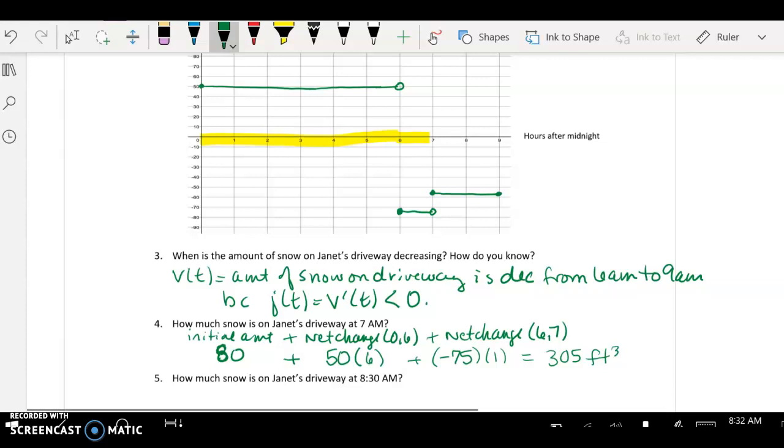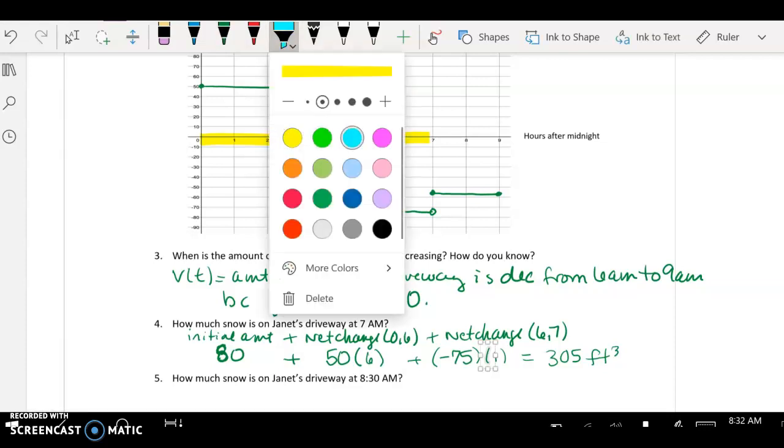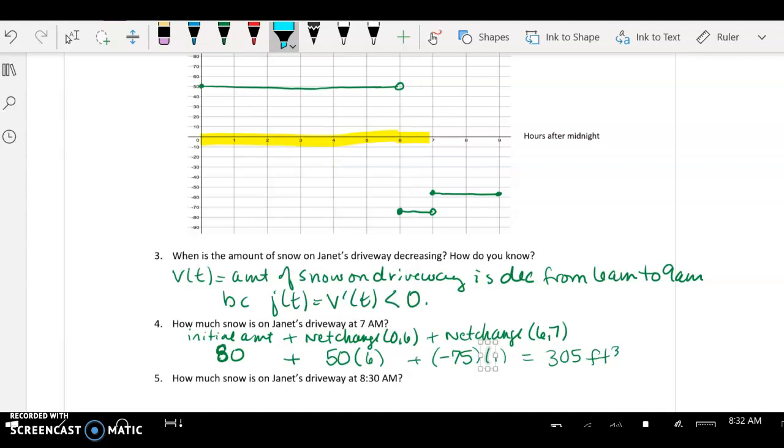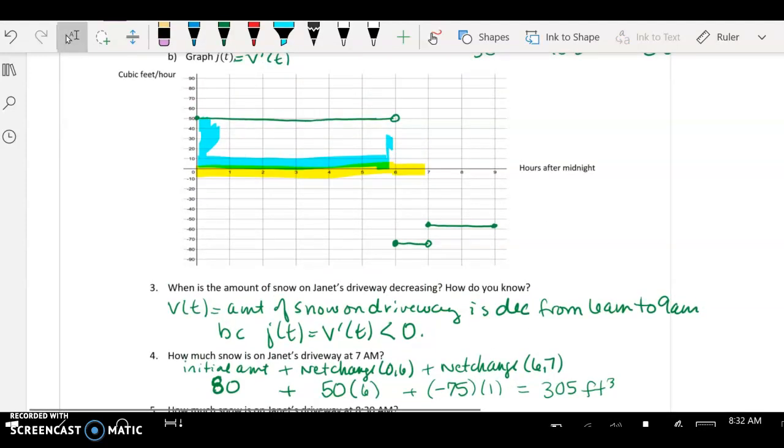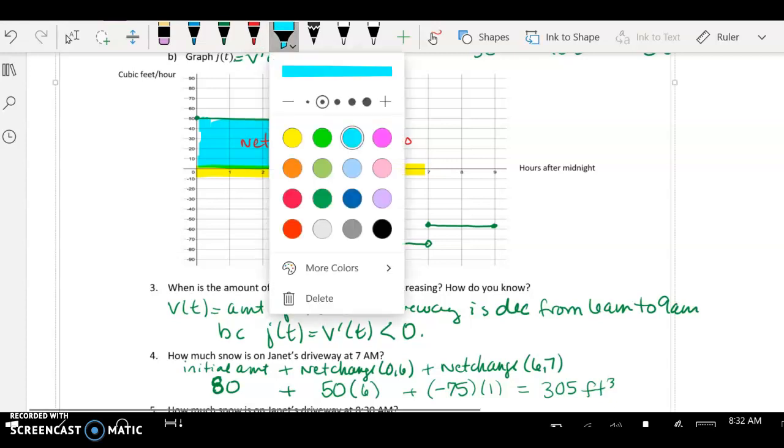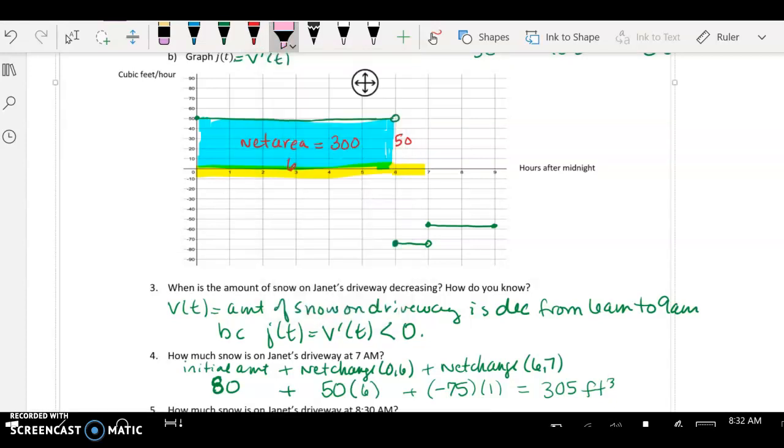But what I want you to notice is that if we look at the derivative function that we have above, if we look at this area underneath of the curve from 0 to 6, and I fill that in, and then I kind of calculate the area of that rectangle. That rectangle is 6 by 50, so the net area inside of this rectangle is going to be the 6 times 50, or the 300.